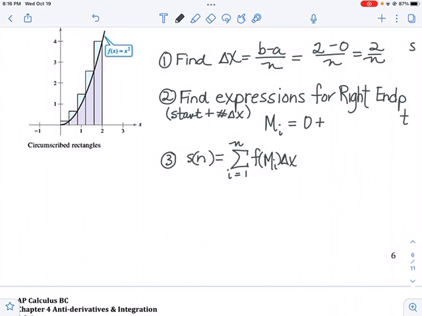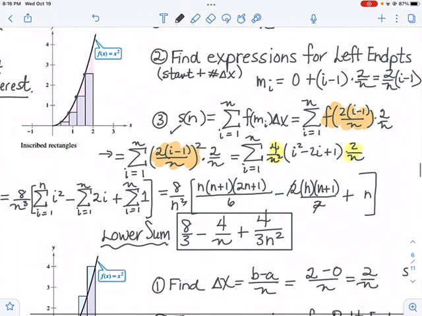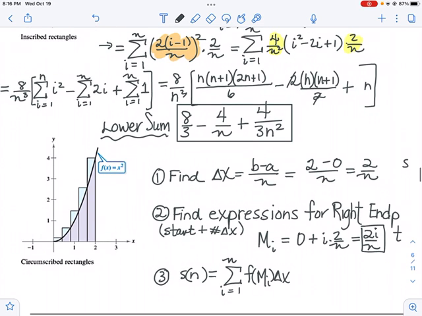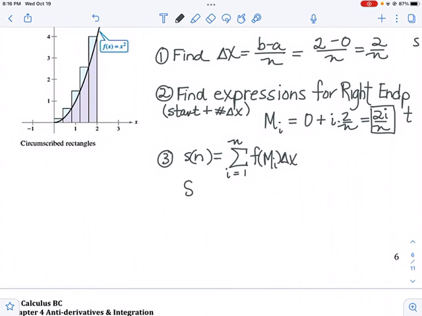M sub i is going to be where you start, plus now it's going to be i times 2 over n, okay? So we're going to end up with 2i over n. Now keep in mind, our function is the same, it's x squared. So this is kind of a nice little, that's what I love about right-hand endpoints. When you have that i minus 1, it's just a little irritating. It makes it so much harder when it can be so much easier.